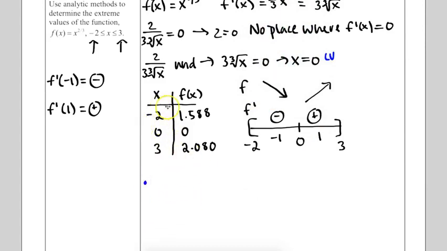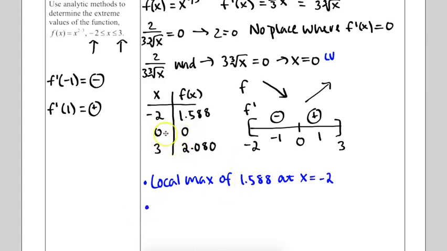So at -2, I see that I am going to have just a local maximum because it's not the highest y value. So I'm going to say that we have a local max of, and then I'm going to actually state what that maximum value is. Anytime we're reporting maximums or minimums, we're talking about the outputs or the y values. So we have a local max of 1.588, and that's occurring at the x value of -2.